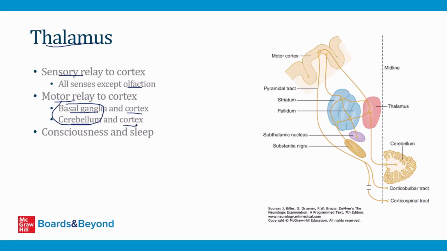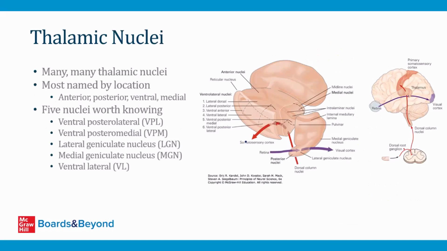And then finally, as we'll talk about in a little bit, the thalamus also plays a role in consciousness and sleep. And so, as I mentioned before, there are many, many thalamic nuclei. Most of them are named for their location. So there are anterior and posterior thalamic nuclei. There are also ventral and medial thalamic nuclei.